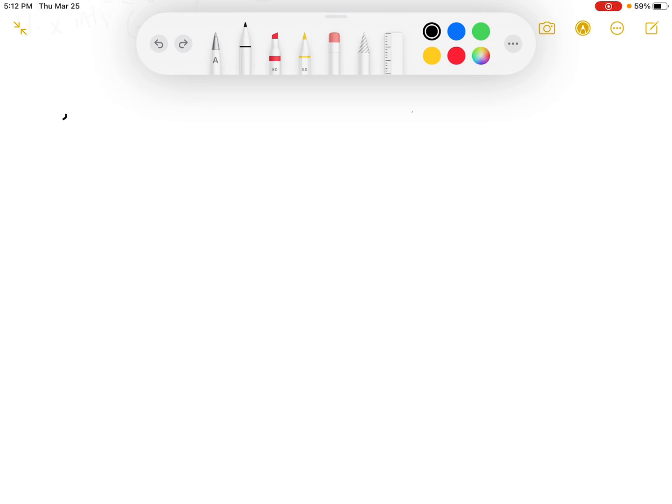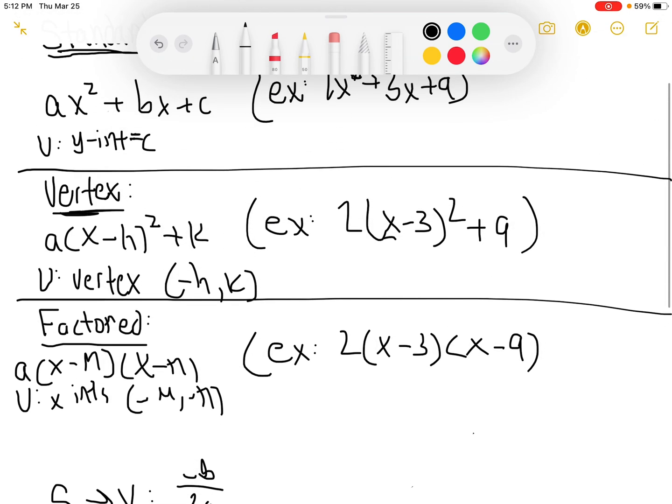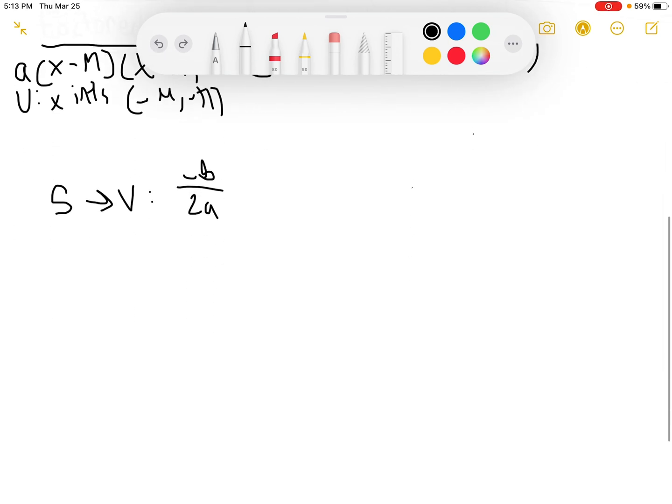So if you want to convert from standard to vertex, what do you do? All you have to do is find the vertex using the equation negative b divided by 2a. And once you know the coordinates of the vertex, you plug them into the equation, and that's what it is. Now you might think, hey, what's a? Because there's an a in the equation, remember? Well, there's already an a in standard, so you wouldn't even have to find that.